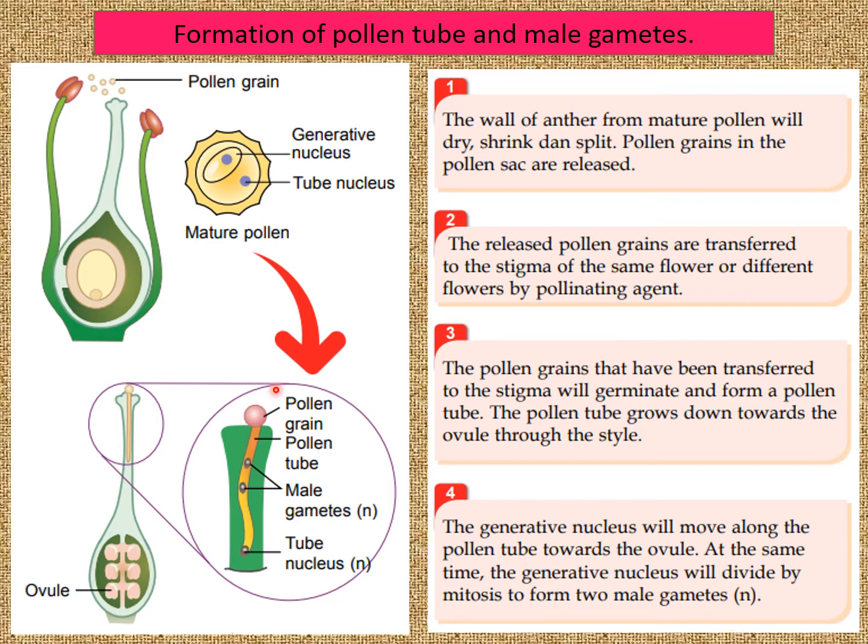When the pollen grain attaches to the stigma of the female reproductive organ, the pollen grain will germinate to form the pollen tube, and then the generative nucleus divides by mitosis to form two male gametes.